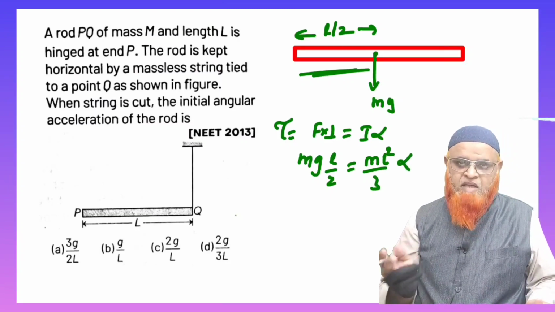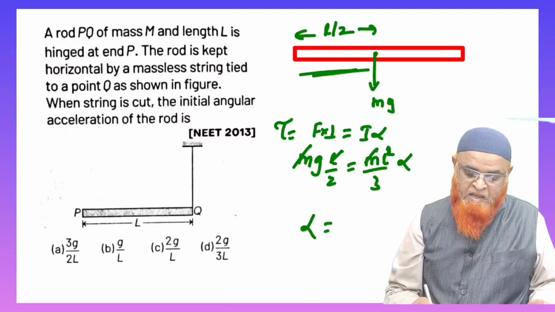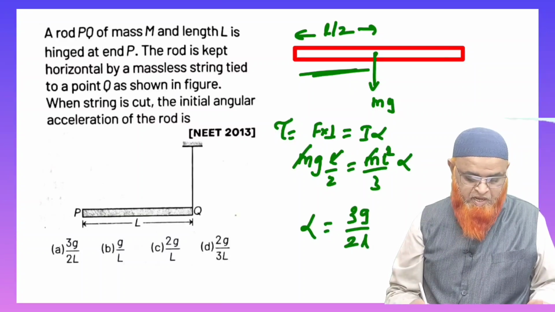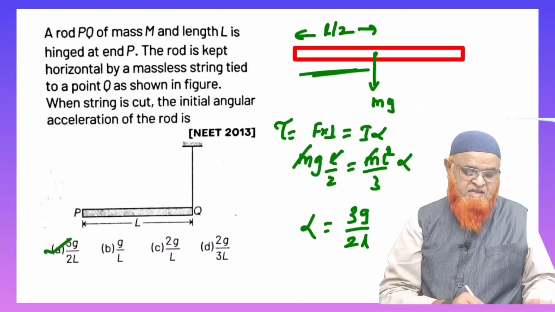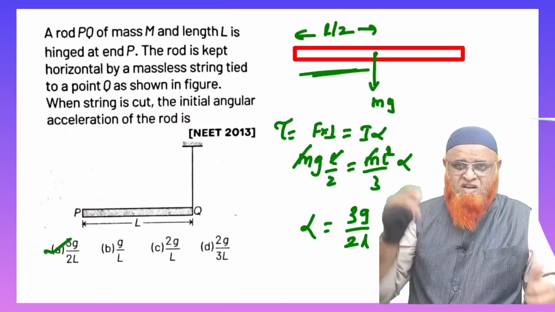So it's asking us to find the angular acceleration. Everything gets cancelled here, and you'll get alpha is equal to 3g by 2l. So this is going to be our answer, that is the first option. This is the easiest method to understand this problem. Hope you have understood. Thank you very much.